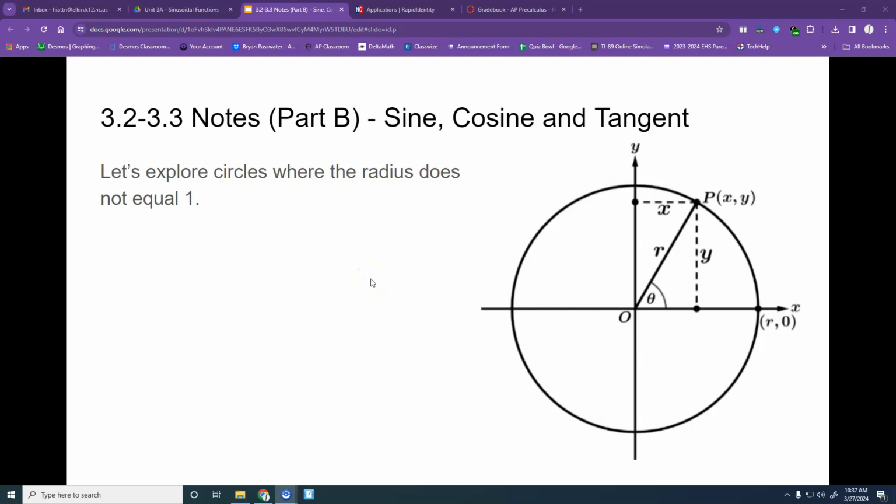What we need to do whenever we have a circle that's not a unit circle. So yesterday, everything that we looked at was on the unit circle. So our radius was what? 1, right? The unit circle has a radius of 1. So today, we're going to talk about what happens whenever the radius is not 1. And the good news is that it's very similar to what happens whenever the radius is 1.